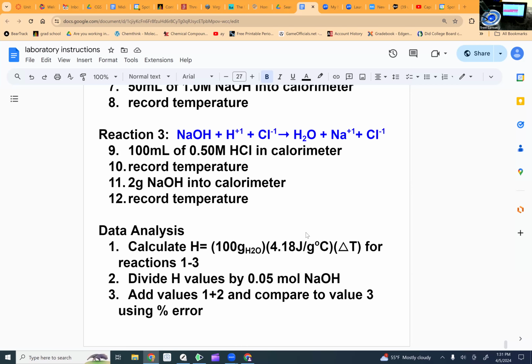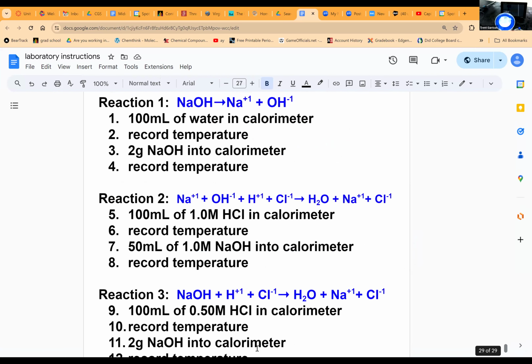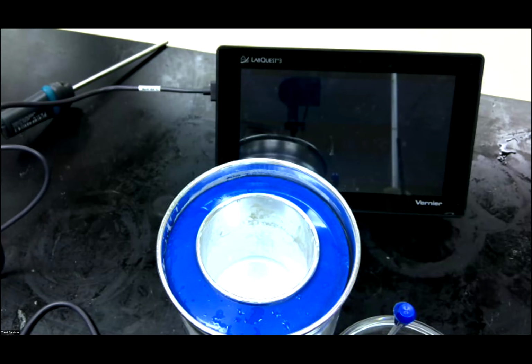Okay, so as a reminder, first reaction we just completed, that was the NaOH in the water. Now the second, what we're going to do is we're going to put 1 molar HCl and 1 molar NaOH together and figure out what the temperature is going to be. So let's jump into that part of the experiment.